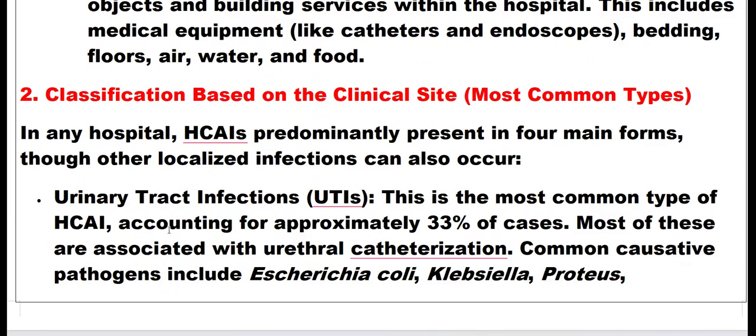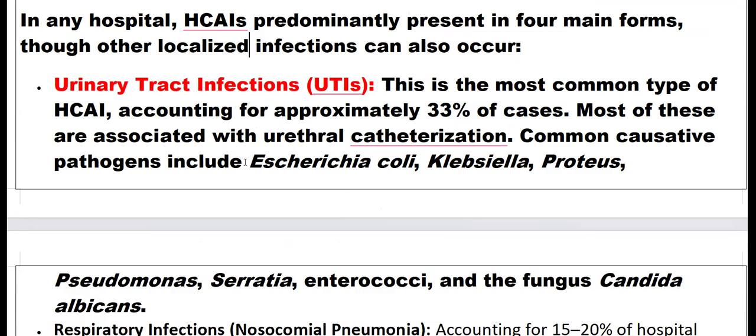Urinary tract infection, the first one. This is the most common type of HCAI, accounting for approximately 33% of the cases. Most of these are associated with urethral catheterization. Common causative pathogens include Escherichia coli, Klebsiella, Proteus, Pseudomonas, Serratia, Enterococci, and the fungus Candida albicans.